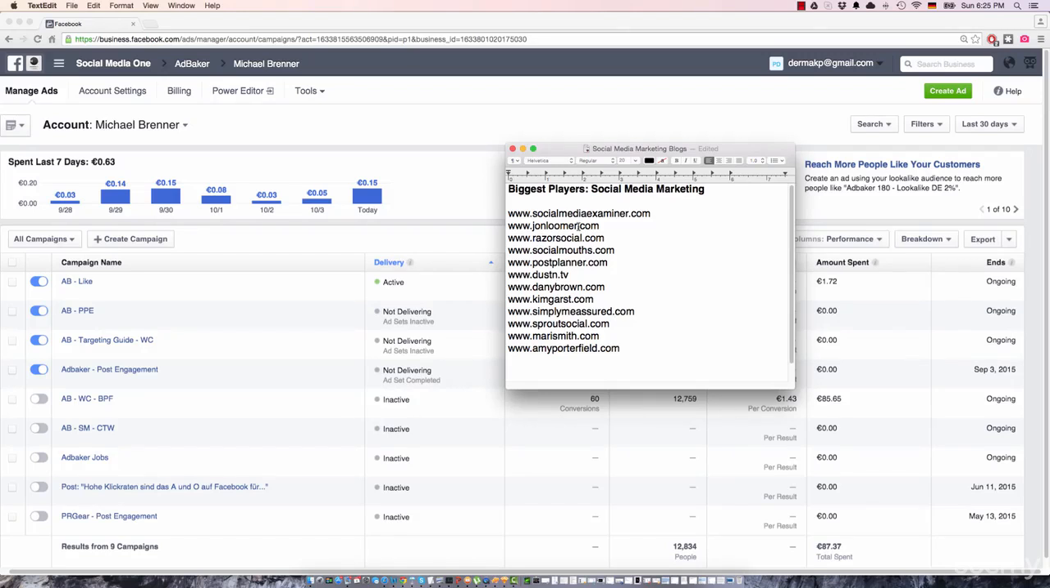Okay, so let's get started with the research process. The first step is to create a list of the biggest players, the biggest competitors in your niche market. So let's say I want to build up a website, a blog in the social media marketing space that will share valuable information on how to grow a business with social media marketing, okay?